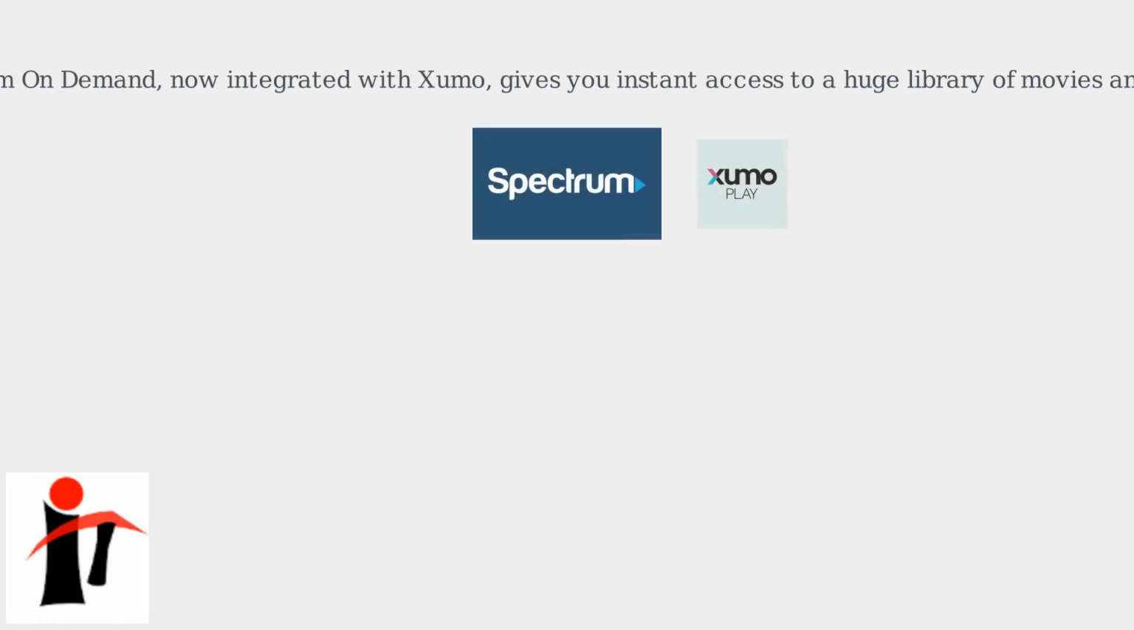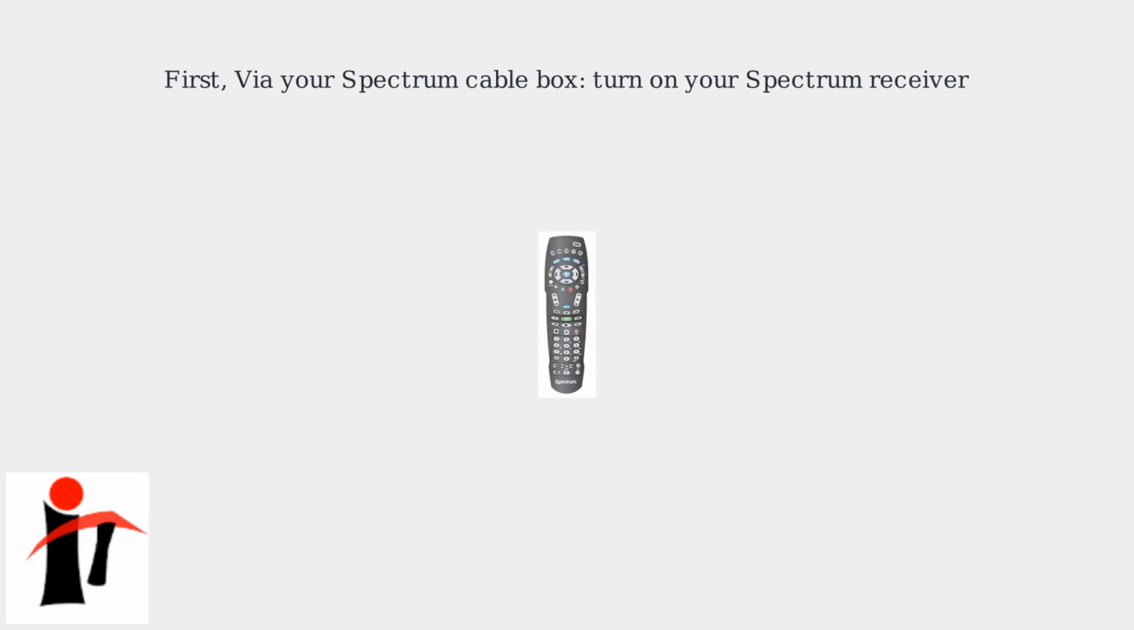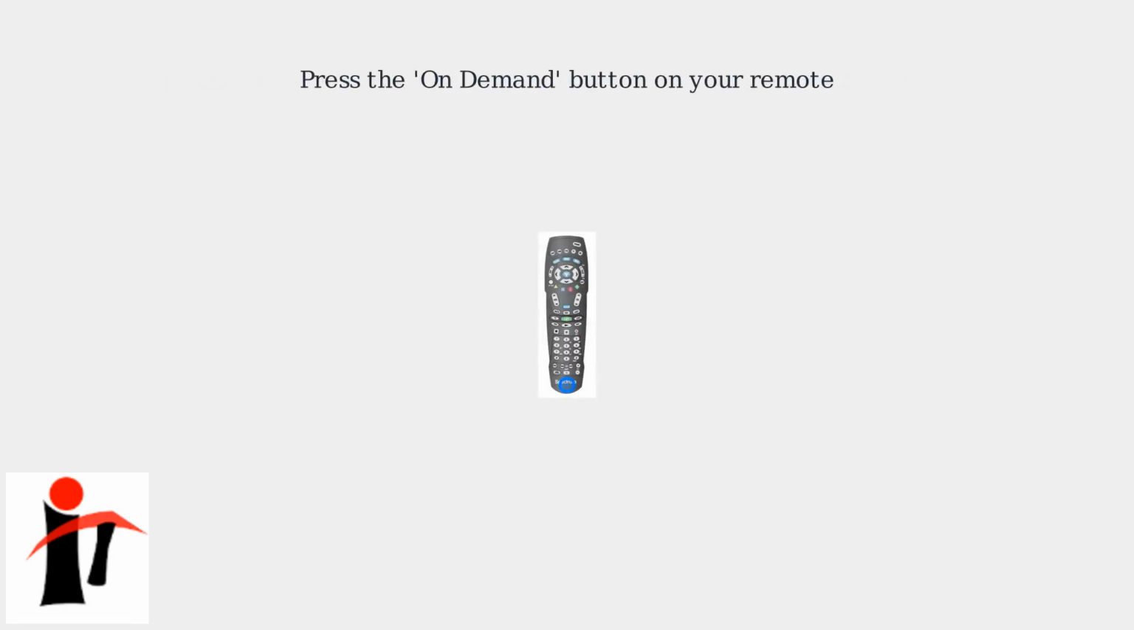Spectrum On Demand, now integrated with Xumo, gives you instant access to a huge library of movies and shows. There are multiple ways to access Spectrum On Demand. Let's start with the easiest way. First, via your Spectrum cable box, turn on your Spectrum receiver, press the On Demand button on your remote.